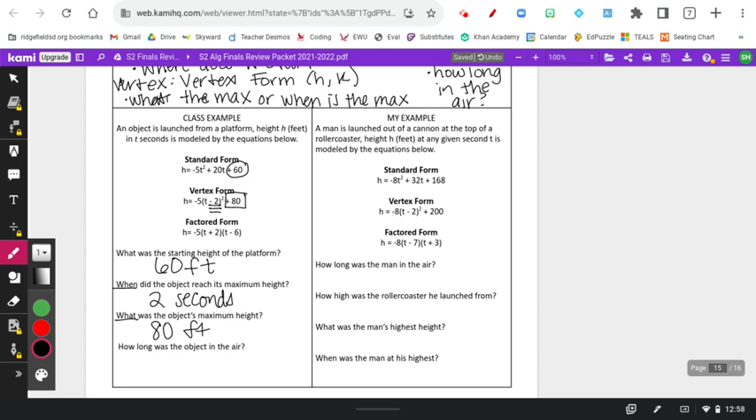Last, how long was the object in the air? That comes from factored form, and recall that these get set equal to 0, so I go t plus 2 equals 0, and t minus 6 equals 0, and I solve these. Here I'd subtract 2 from both sides and get negative 2. And here I'd add 6 to both sides and get positive 6. T stands for time, and I can't have negative time, so this answer doesn't work, so it's just 6 seconds.